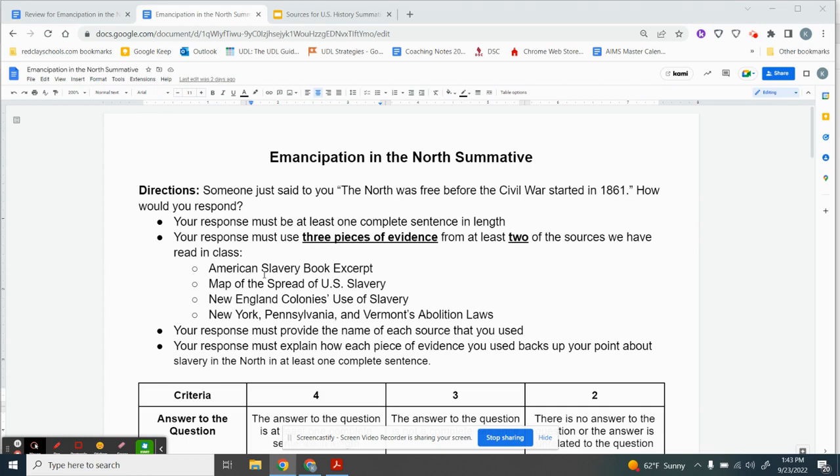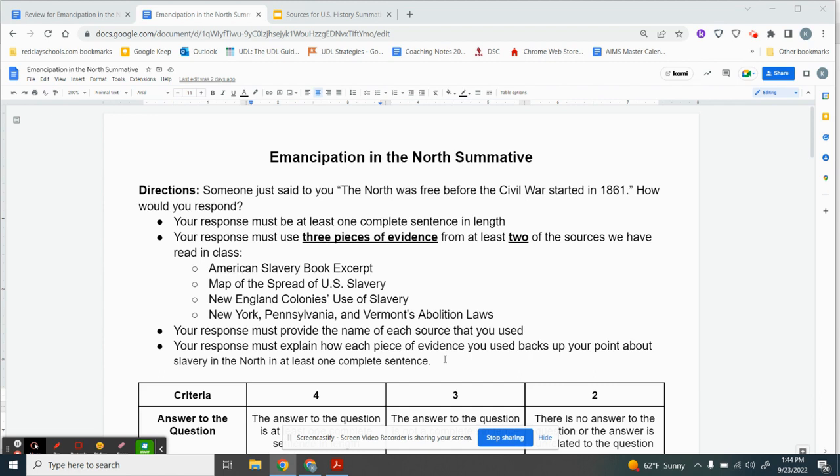American Slavery Book Excerpt, Map of the Spread of U.S. Slavery, New England Colonies' Use of Slavery, and the New York, Pennsylvania, and Vermont abolition laws. Your response must provide the name of each source that you used, and your response must explain how each piece of evidence you used backs up your point about slavery in the North in at least one complete sentence.